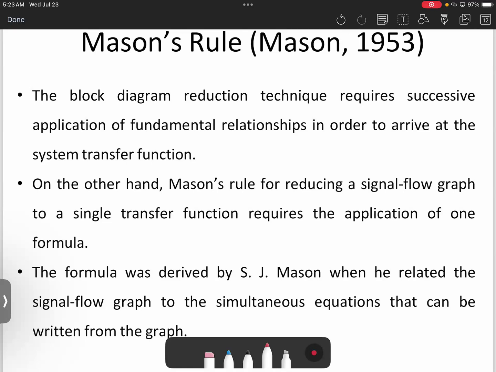Mason rule is based on the signal flow graph, by Samuel Jefferson Mason. He invented the signal flow graph and he invented the Mason rule, which is named after his last name, Mason. It was invented in 1953. This is very old science.